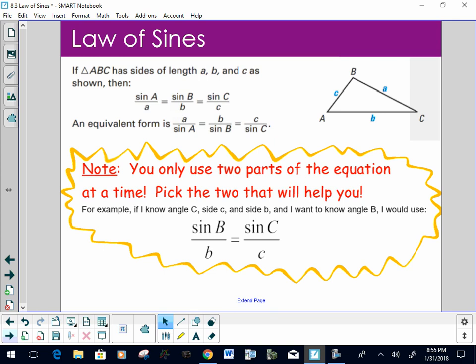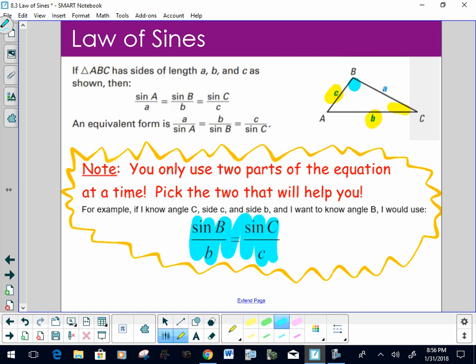Now this equation has 3 parts, but that doesn't mean we're using all 3 parts at the same time. You would only use 2 parts of the equation depending on what you're doing. You just pick the 2 parts that you need to help you solve the problem. For example, if in my triangle I knew angle C, and I knew side C, and I knew side B, and my goal was to find angle B, I would probably use those 2, and I would just ignore the part with the A.